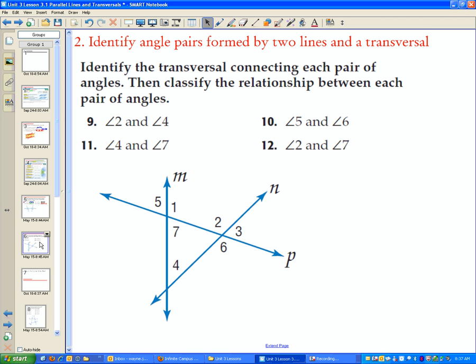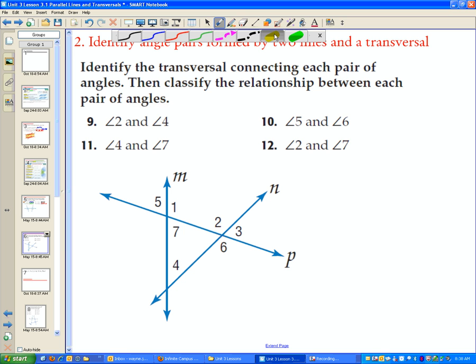Identify the transversal connecting each pair of angles, then classify the relationship between each pair of angles. Now, before we actually look at any of the problems, look at our figure. We've got 3 lines, M, N, and P. M intersects 2 other lines, so it's a transversal. N intersects 2 other lines, so it's a transversal. P intersects 2 other lines, so it's a transversal. So any of them could be the transversal, right? So let's look at each pair of angles they tell us to look at.